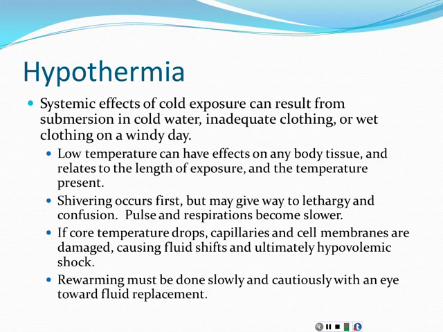Systemic hypothermia, this is a body temperature that's below normal. Submersion in cold water is probably the most common way that people get hypothermic, and that's because water has a high thermal index. In other words, it can take a lot of heat away from you. Inadequate clothing in the winter, or wet clothing on a windy day. Evaporation is a powerful cooling device. So if you're wet and windy, it can bring heat away from your body faster than you can make it.